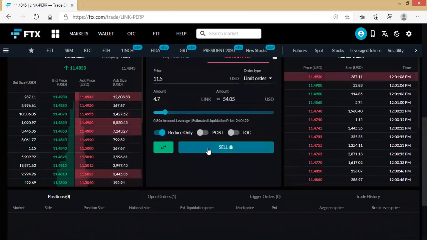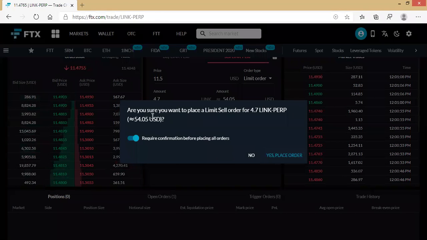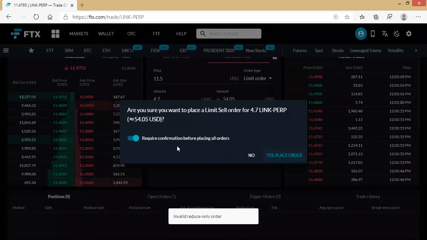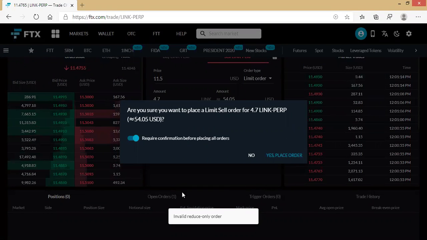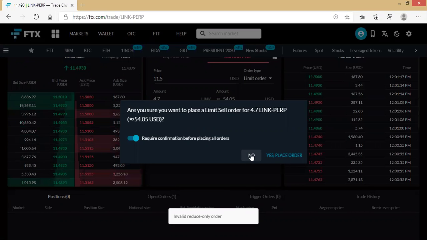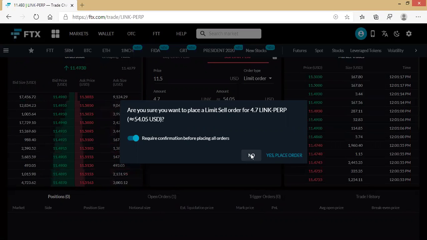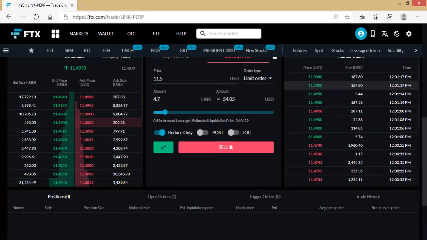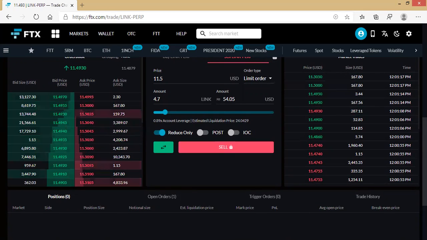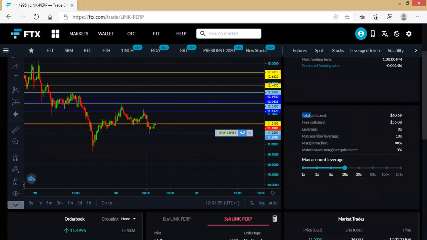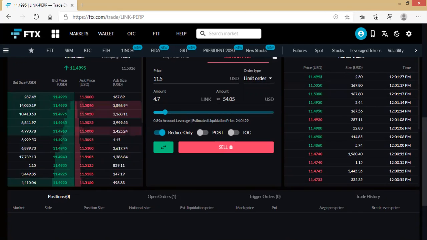Because I haven't bought anything. Let's just try it. You will see. Okay, are you sure? Yes, place order. See, are you sure? Invalid reduce only order. It couldn't go because I do not have any open order already. So that's why it can't really close the trade for me, because there is no order. But assuming I already have an order there, that's when it can actually conveniently close for me.